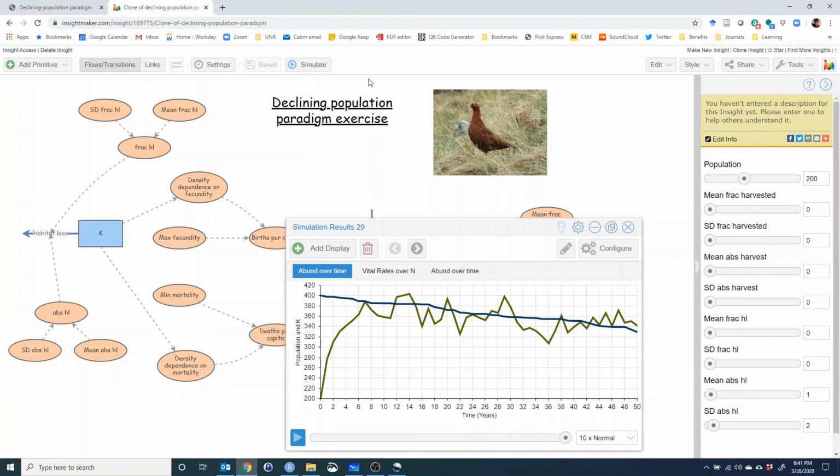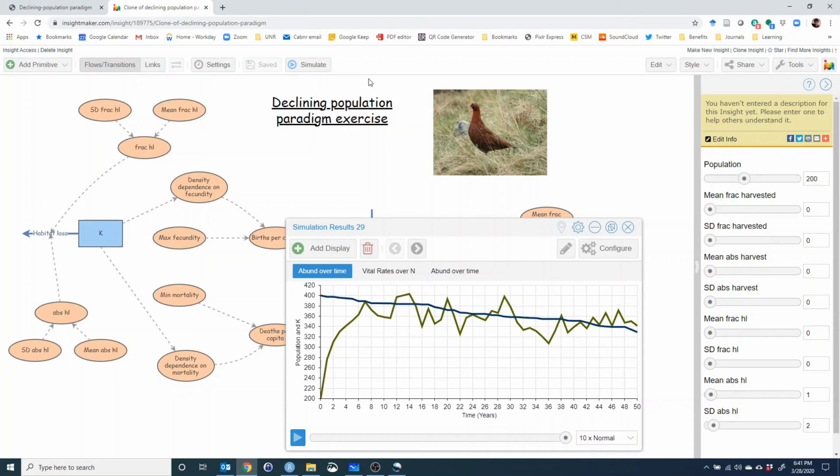And many of you in your final projects will probably include some processes like this, or changes in habitat loss, changes in harvest. And sometimes these processes are difficult to predict, and it's good to add a stochastic component, a random number generator, to even these processes.